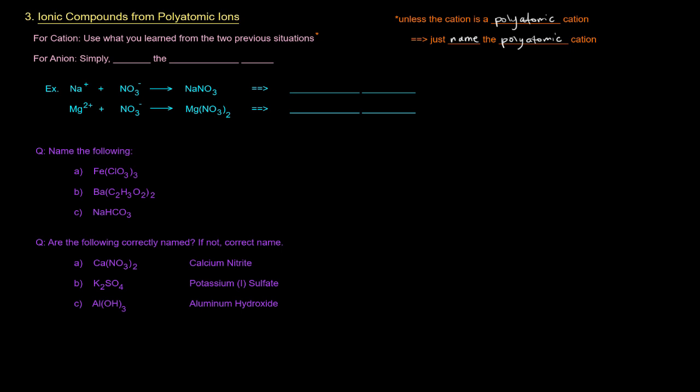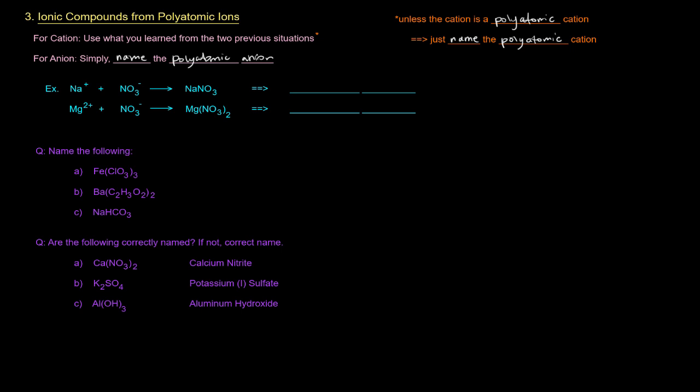Okay. And then for the anion, which most of the polyatomic ions are anions, you would simply name the polyatomic anion according to its actual name. Okay, so if we have Na plus and NO3 minus, we've got Na plus, this is sodium, and we've got NO3 minus here. We should have memorized that name is nitrate, okay? And the formula, if we do the crisscross method, we get NaNO3.